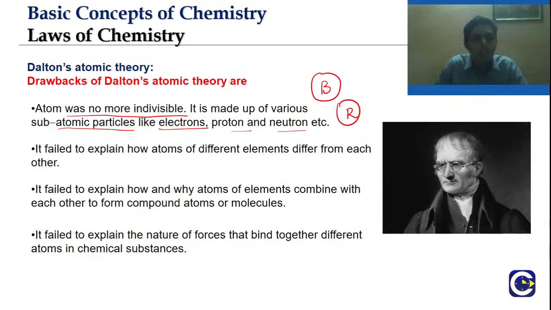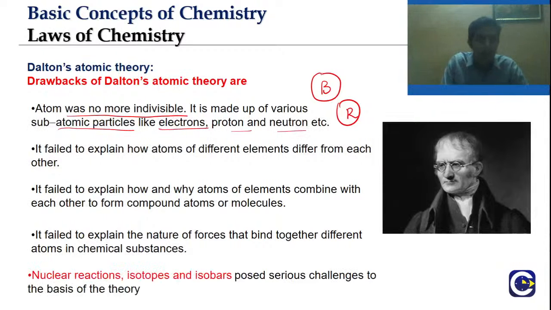It failed to explain the nature of forces that bind together different atoms in a chemical substance. Basically, he was unaware of van der Waals force, so he didn't explain about it. Nuclear reactions, isotopes, and isobars posed serious challenges to the basis of this theory. Isotopes and isobars, I think you all might know about it, isn't it? Isotopes mean having the same atomic number but different atomic mass. So these were a few drawbacks of Dalton's atomic theory, which he couldn't explain.